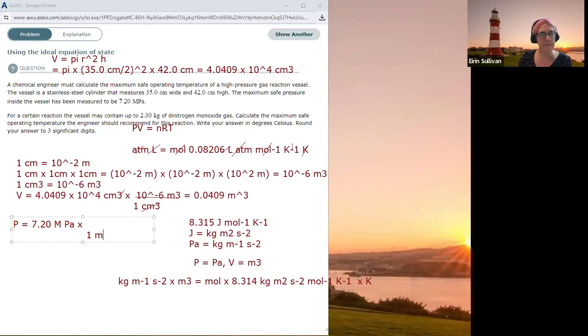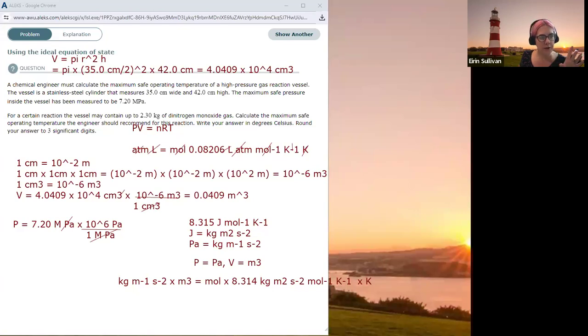1 mega pascal is 10 to the power of 6 normal pascals. So then that is going to give me my answer for my pressure in pascals.